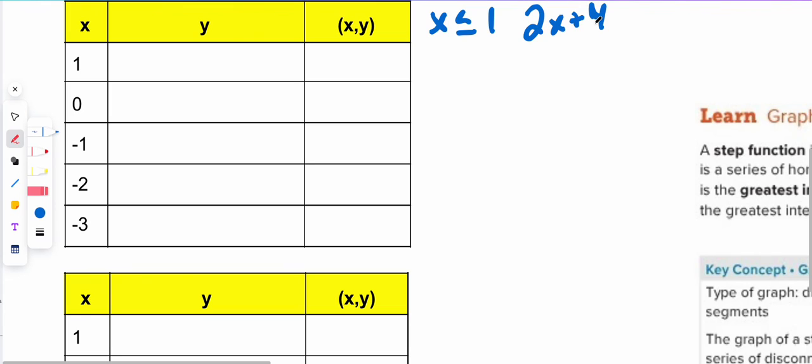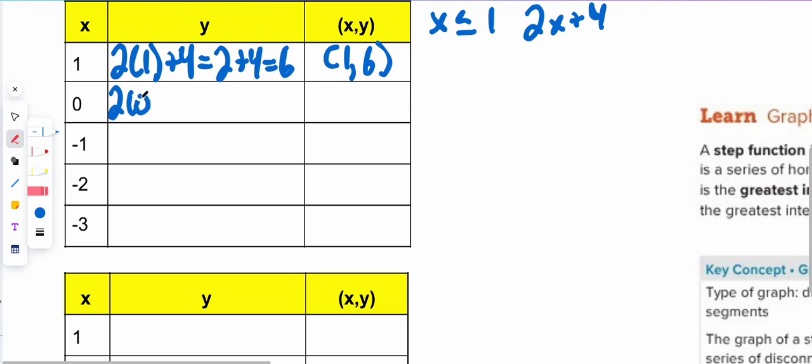So we go ahead and we plug those in for x. So we're going to have 2 times 1 plus 4. 2 times 1 is 2. So 2 plus 4 is going to get us 6. So that point would be 1 comma 6. Then we can go ahead and plug in that 0. So we have 2 times 0, which is 0, plus that 4 gets me 4. So that point would be at 0, 4.